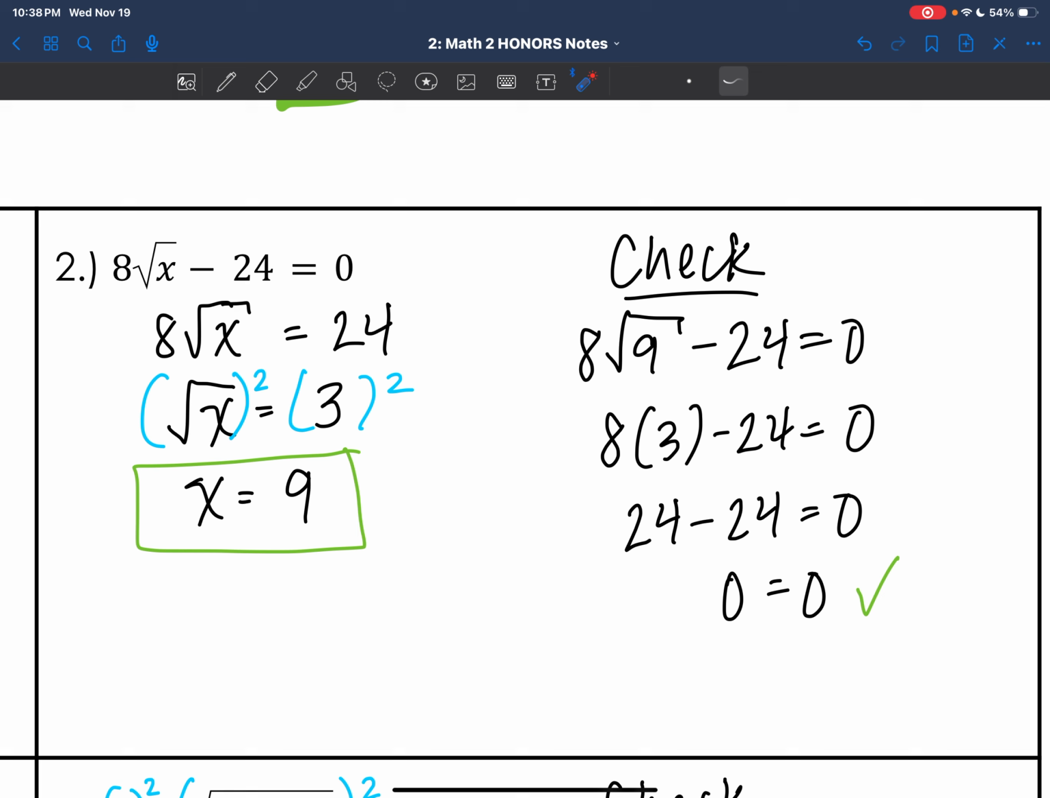So before we say it's okay, we've got to make sure we check it. And wherever you see x, you're going to substitute in 9. So I've got 8 times 3 minus 24 equals 0.